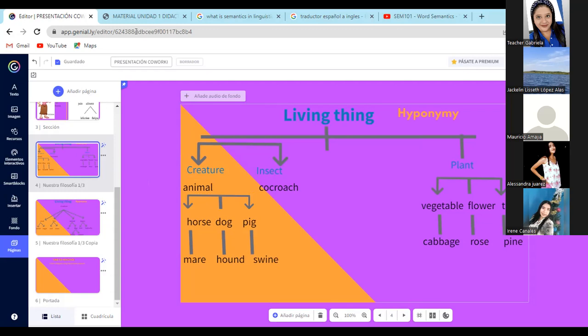How much time? I think 5 minutes is 5 minutes? Yes, 5 minutes is enough. Okay, so please, guys, work on it. If you have any question, your teacher Canales is available, right, teacher?